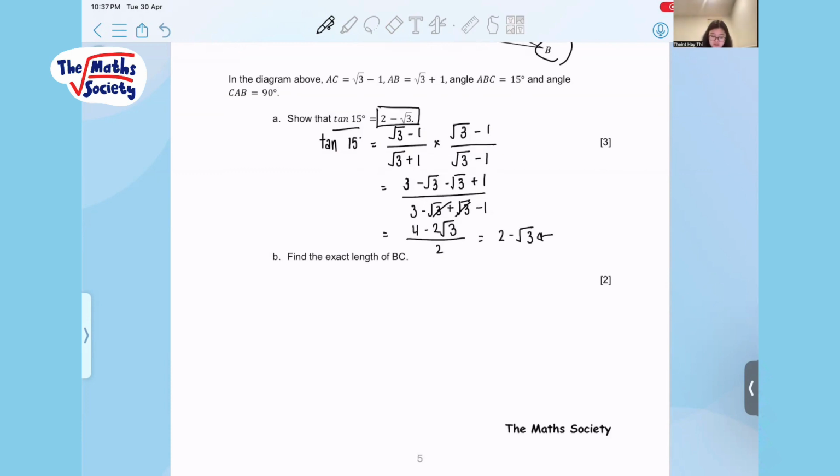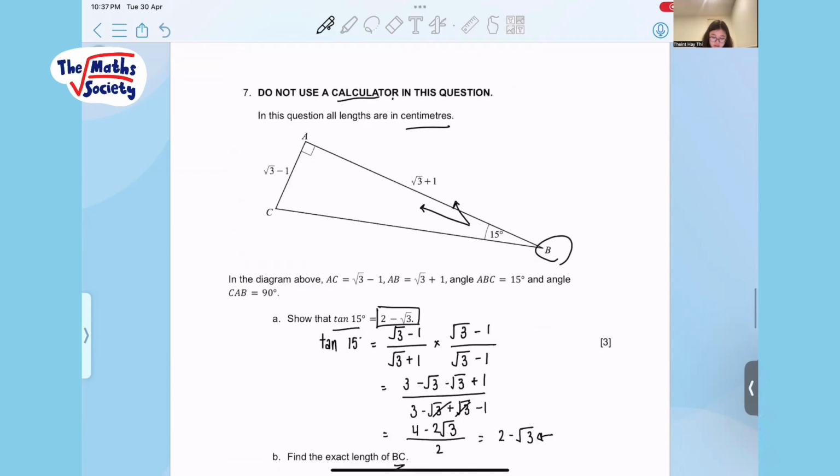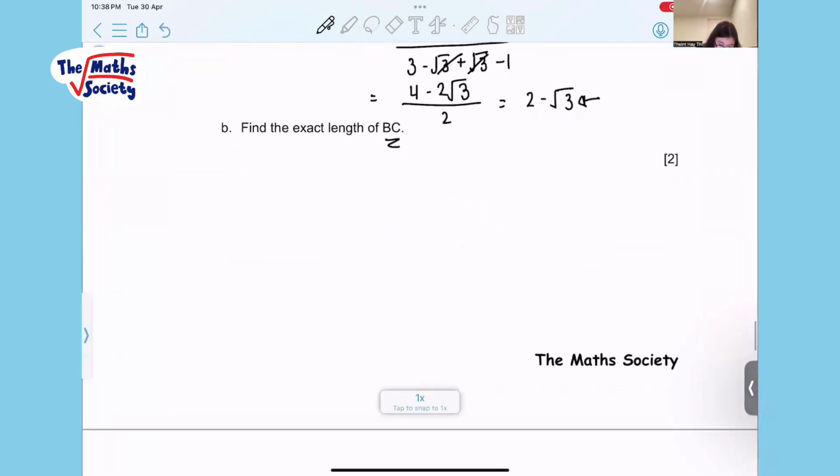And we need to find the exact length of BC. Okay, let's find BC. BC is the hypotenuse, so we know we have to square them and add them up. So it'll be BC squared, which is equal to root 3 minus 1, the whole squared, plus root 3 plus 1, the whole squared.